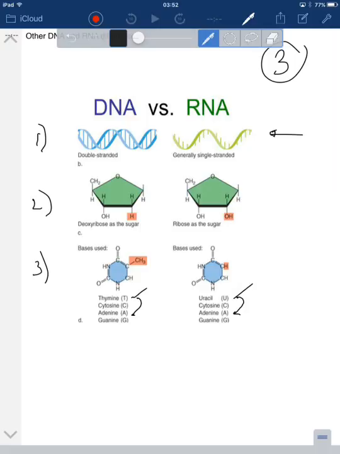So, number 1, double-stranded versus single-stranded. Number 2, only 1 oxygen in DNA because we've been deoxyed, as opposed to 2 oxygens in the 2 OH groups on RNA. And number 3, we use uracil in RNA instead of thymine. Uno, dos, tres.